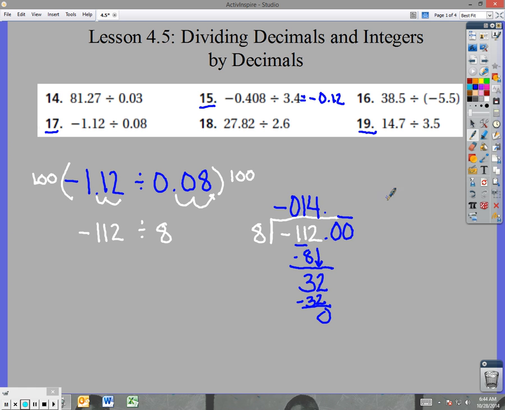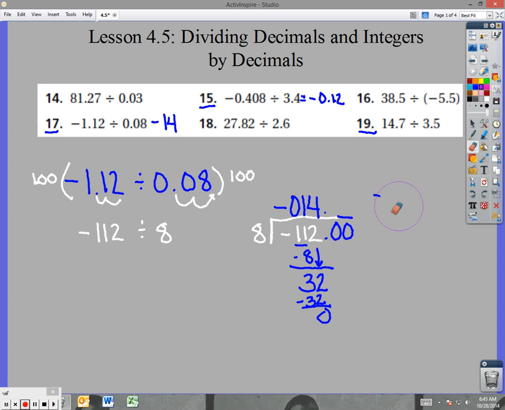I can rewrite this number because it looks a little odd with the 0 in front, so that becomes negative 14. So negative 1 and 12 hundredths divided by 8 hundredths gives me negative 14.